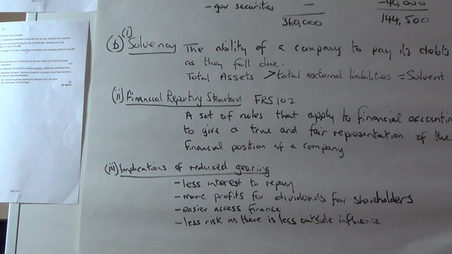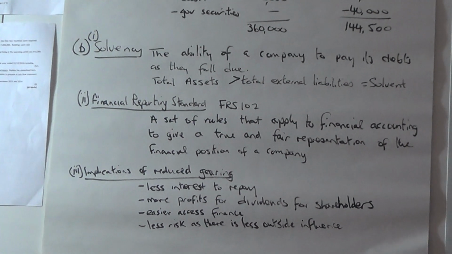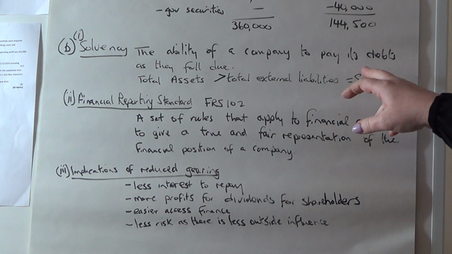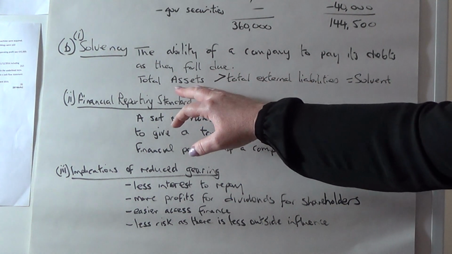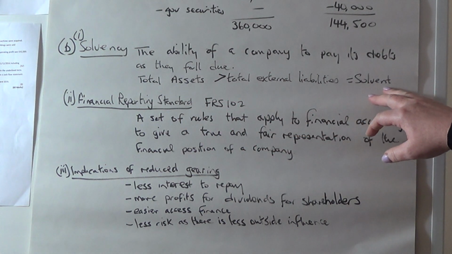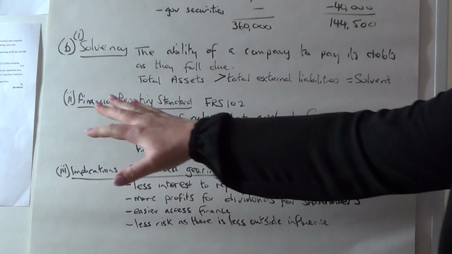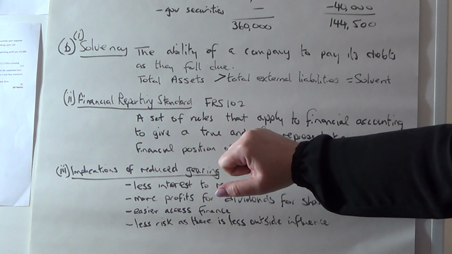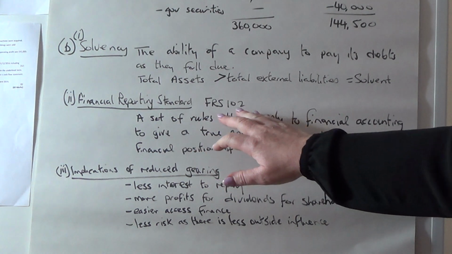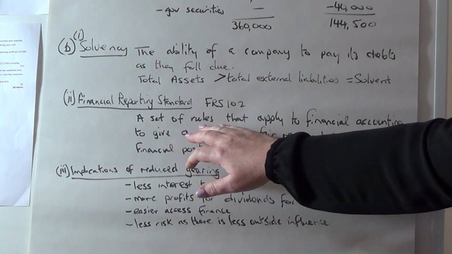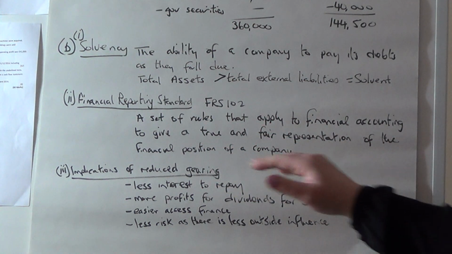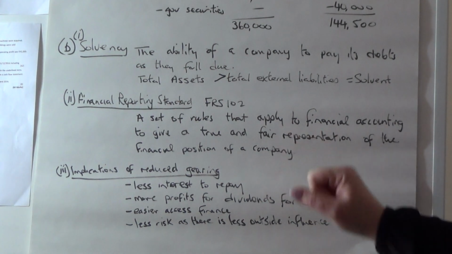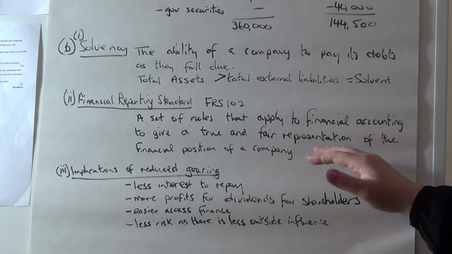So the final part of the question is a little bit of theory that first of all asks us to look at solvency, and this is the ability of a company to pay its debts as they fall due. If total assets are greater than the external liabilities, then a company is solvent. It also asks us to explain financial reporting standards, and the current standard for financial accounting is the FRS 102. This is a set of rules that apply to financial accounting, and it's to give a true and fair representation of the financial position of the company so that organisations are following the one set of standards.